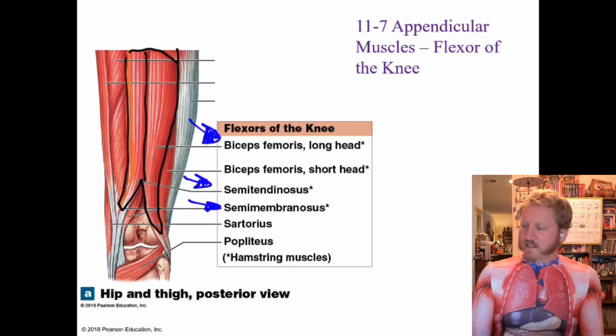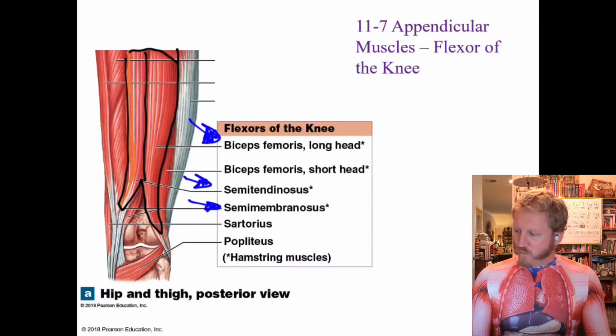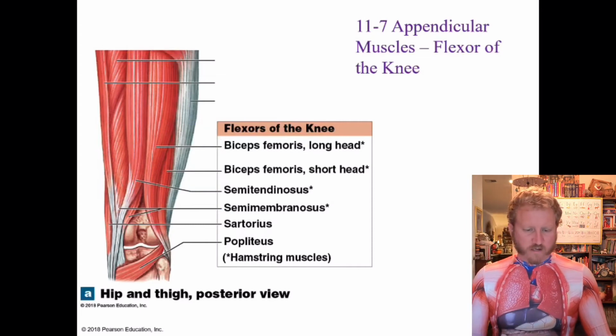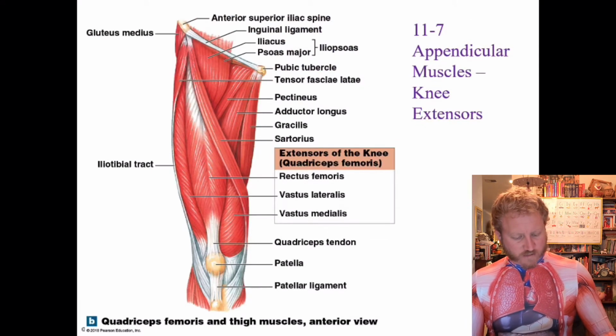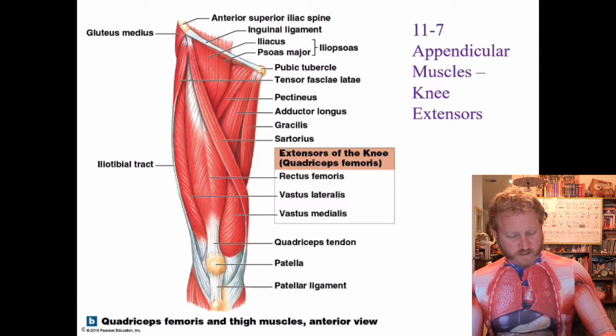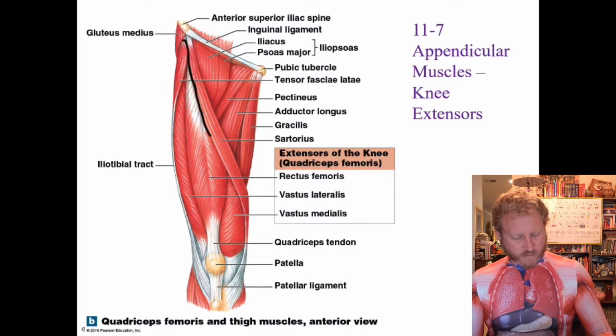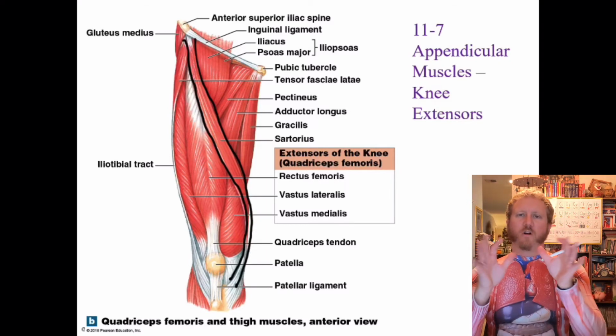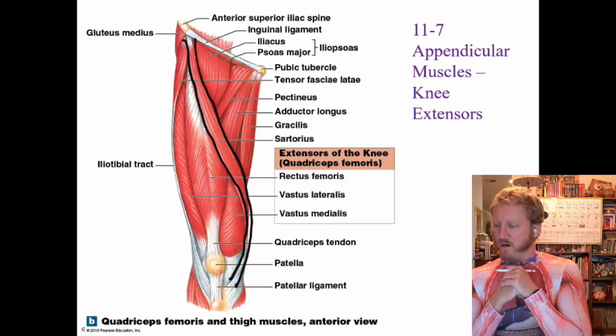Same thing with the semitendinosus and the semimembranosus. We also have the sartorius. Do I have a good shot of that one? I do in the next slide. So the sartorius, you remember that one from the last video? It's going to wrap around like this, and that's responsible for the rotation for the cross-legged part.